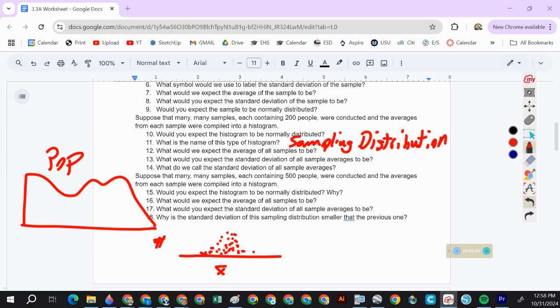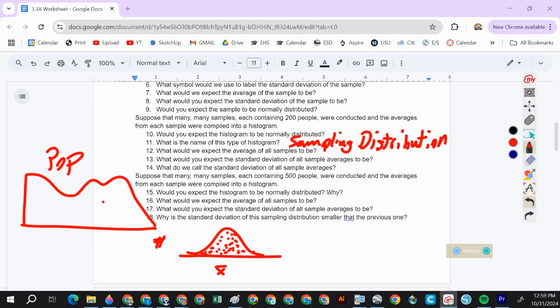Now, does the sampling distribution actually exist? No. It's a theoretical idea, right? Are we really going to go out and have 5,000 different people each do a sample of 200 people from this state? No, you might as well just talk to everybody, right? So this sampling distribution does not actually exist. But if we were to conduct all of those samples, then it will be normally distributed.